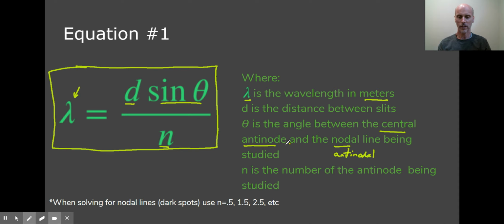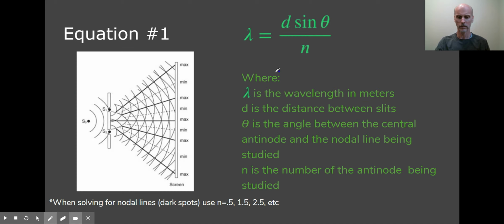So let's revisit the picture for a moment and make sure that we understand how each of these variables shows up in that picture. All right, so now we can see our equation, our variables, and our picture all at one time. Lambda is the wavelength, and that would be the distance from crest to crest on a wave.